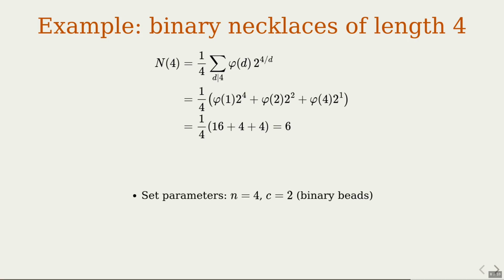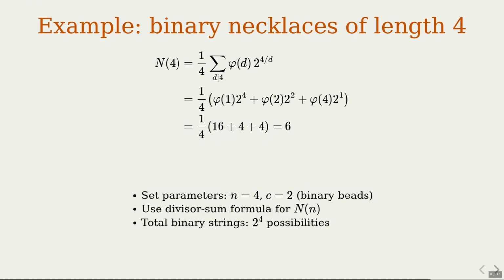We focus on length 4, with beads colored either 0 or 1. Rather than listing all 16 strings, we lean on the formula involving divisors of 4 and totient values. There are still 16 raw strings, but many fall into the same necklace once we group by rotation. Drawing all binary necklaces of length 4 confirms that exactly 6 rotation classes appear, matching the formula. This small case reassures us that the divisor sum formula really matches the concrete orbit picture.